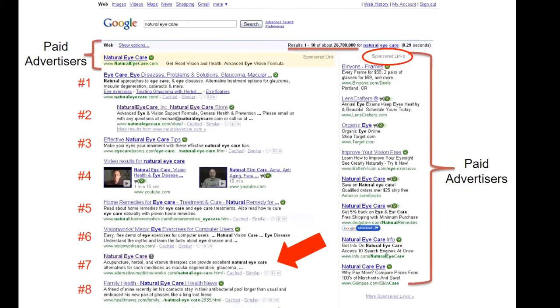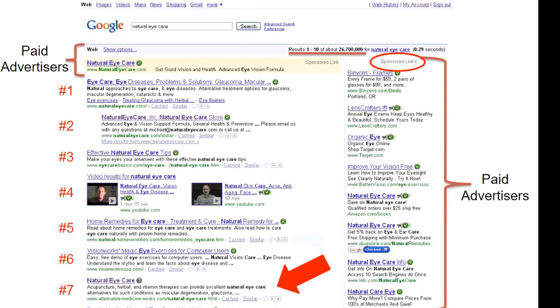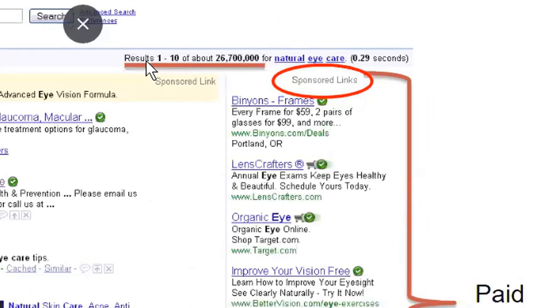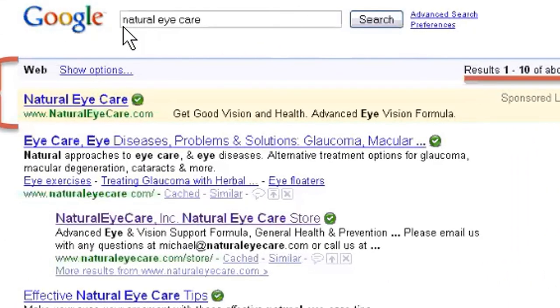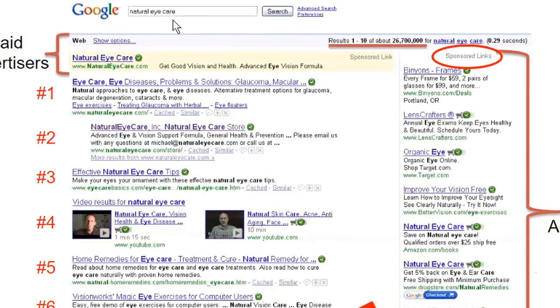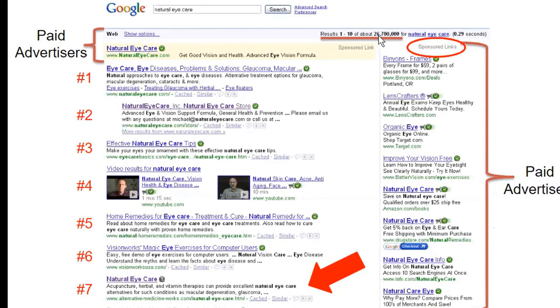Now this is page one of Google, and this was the way Google used to format their results. The first thing I want to point out is at the very top, it has the number of results. So this is the top 10 results out of 26,700,000 websites that come up for the search phrase natural eye care. Now, how on earth are you going to be in the top 10 of 26,700,000 websites?